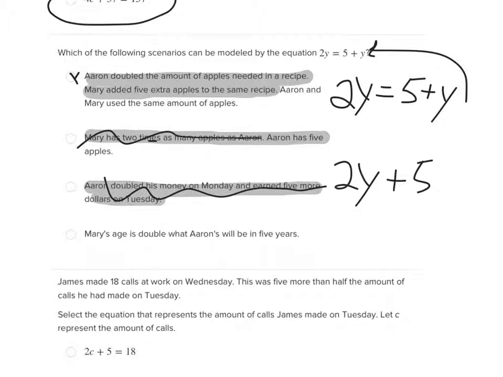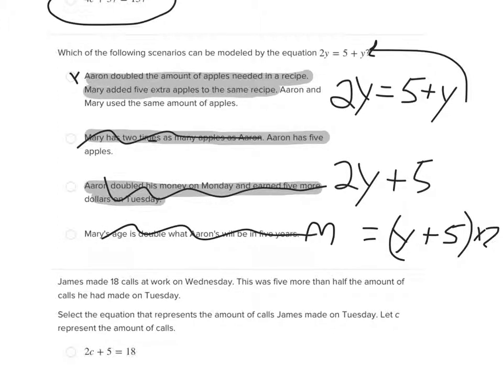Mary's age is double what Aaron's will be in 5 years. So if Aaron is y years old, in 5 years, that will equal Mary's age. Mary's age is double what? Now, Mary's age will equal Aaron's age in 5 years times 2. This is not the same equation. So it's the first one.